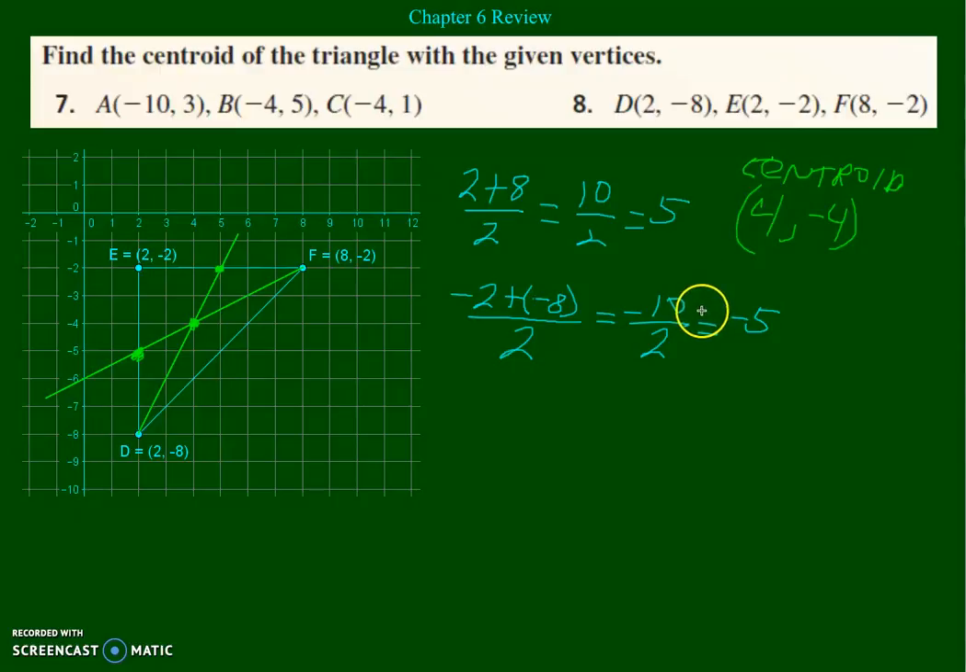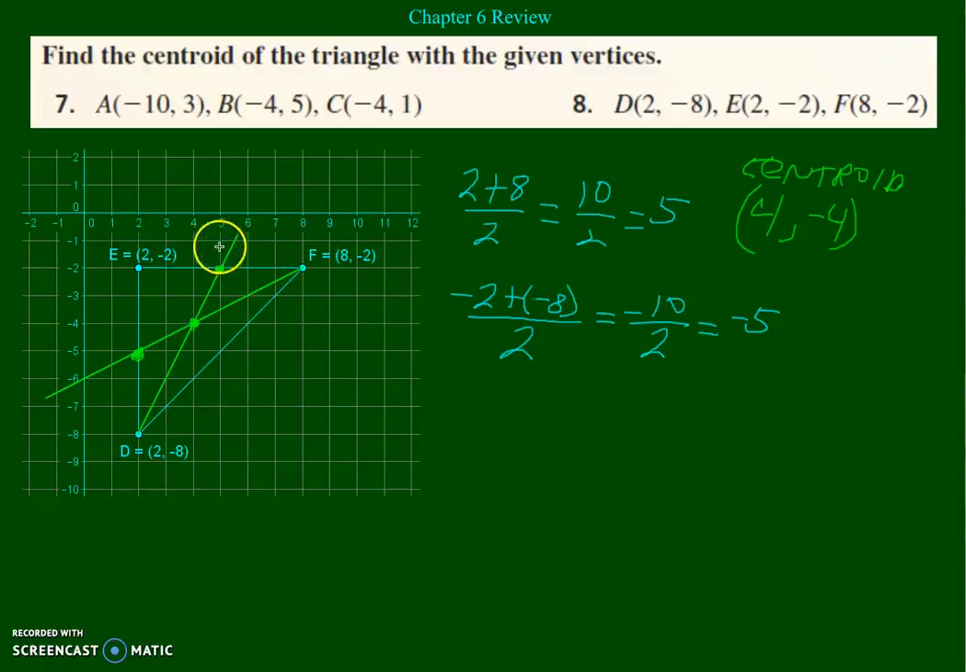Now, let's say for the sake of discussion that this didn't look so good on our paper, and we may not be able to actually tell that it was 4, -4. In that case, we would be forced to find the equation of these two lines and find out where they intersect. So that's what we're going to do now. If you want to skip this piece, you can go ahead and skip it and move on to problem 9. But I'm going to work this through just in case you get one on a test that's not quite this straightforward.